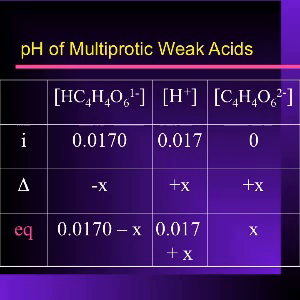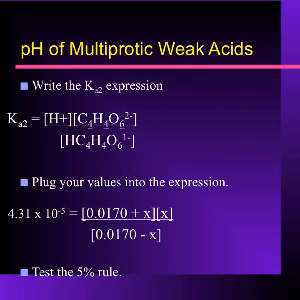I then plug into my Ka2 expression. Be careful, make sure that you choose the proper Ka2 value. And in your expression, you should have Ka2 equals concentration of hydrogen ion raised to the first times the concentration of tartrate ion raised to the first divided by the concentration of hydrogen tartrate ion raised to the first. When I plug in, I realize that I have 4.31 times 10 to the negative fifth equals 0.017 plus x times x divided by 0.017 minus x.